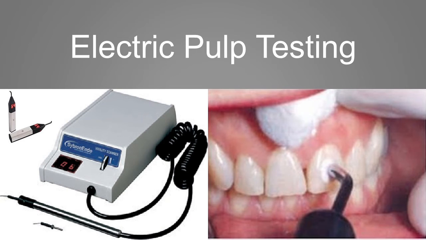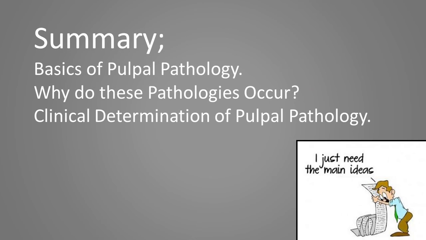So to conclude, we've defined the simple stages of pulpal health and pathology. We've looked at why these pathologies occurred, and we've looked at how we can determine pulpal pathology clinically using diagnostic pulp testing methods. Before we dive any deeper into endodontics, I'll end the video here.